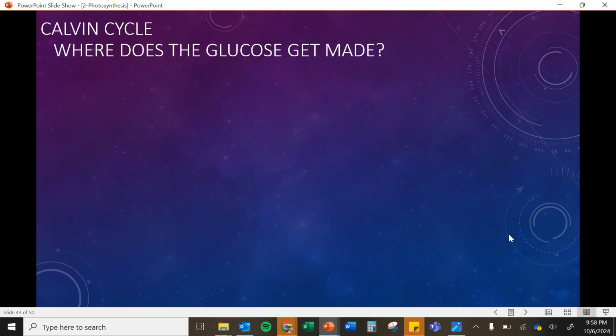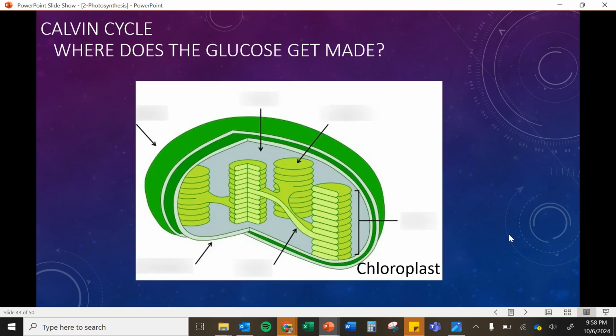Okay, and then where does the glucose get made? That's going to happen again in the chloroplast, but this time in the stroma because that's in the Calvin cycle. Okay, and that's it for our overview of photosynthesis. I'll make another video going into more details on the light-dependent reactions and the Calvin cycle.